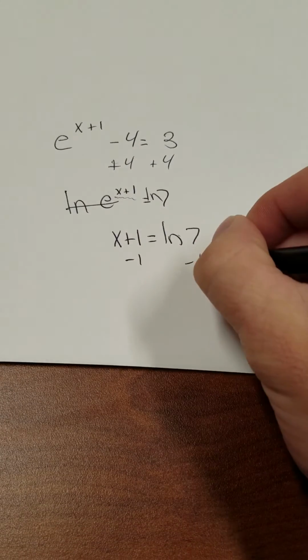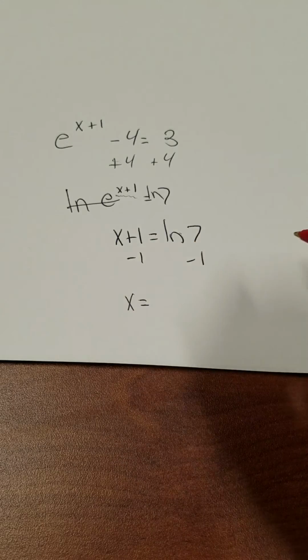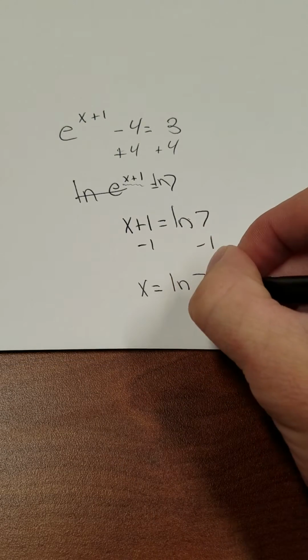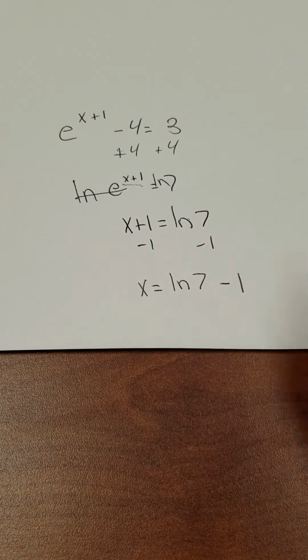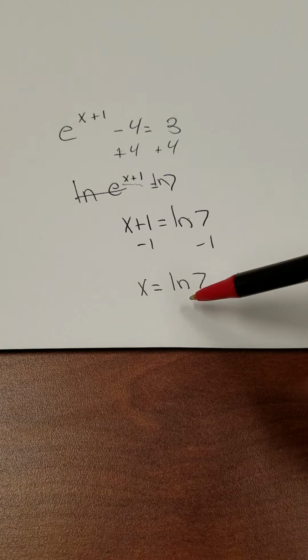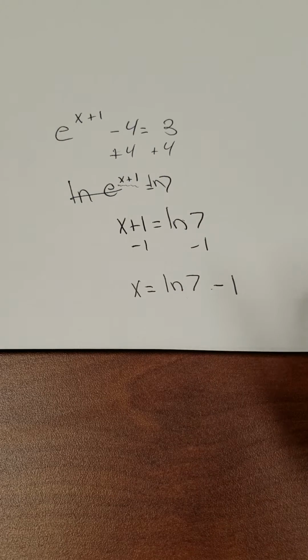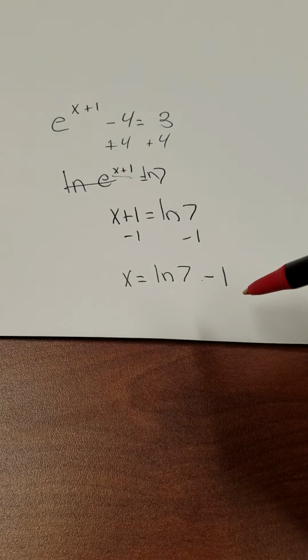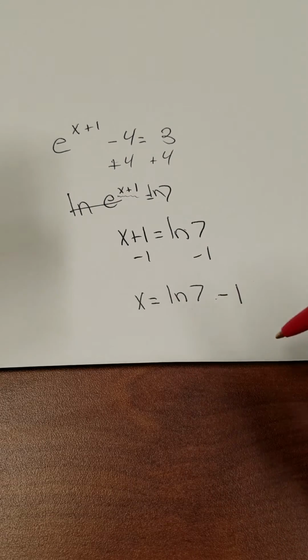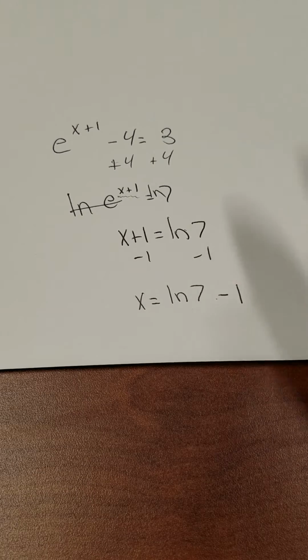Solving for x, we subtract 1 from both sides. X equals the natural log of 7, and then we are going to subtract 1. That does not equal the natural log of 6. Okay, so if you want to get a decimal answer, you hit natural log of 7, enter, and then minus 1. All right, this is not the natural log of 6. Make sure you understand that. So that's the basic idea with solving with e and natural log.